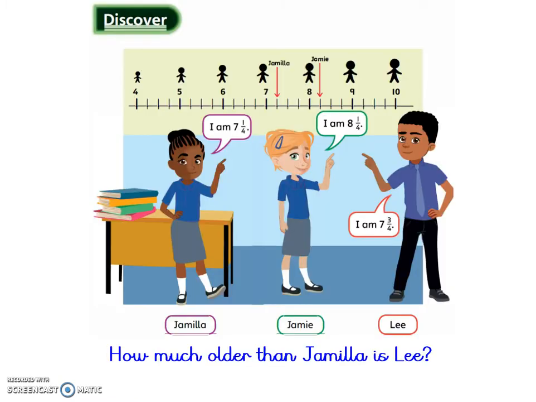So when we look at how much older Jamila is than Lee, we can see that she is 2 quarters of a year older.